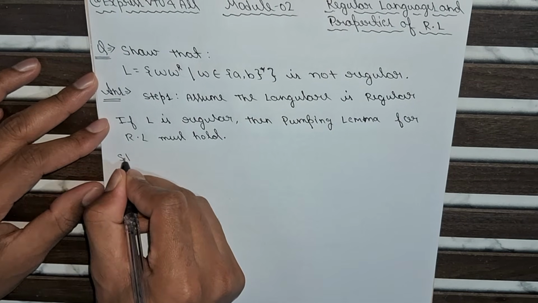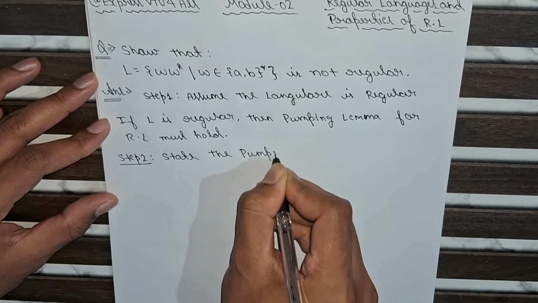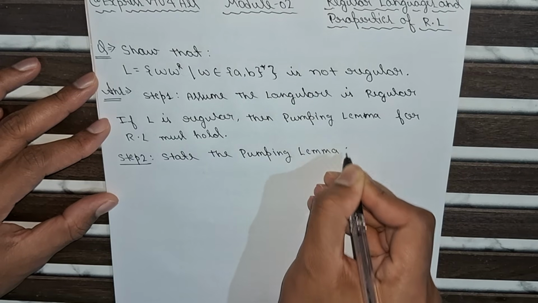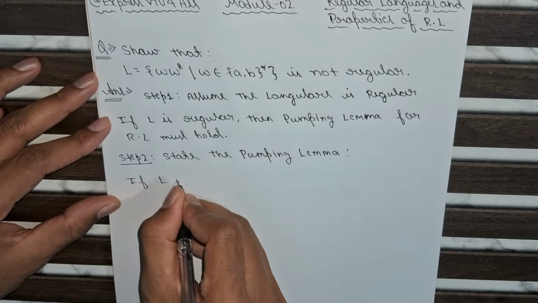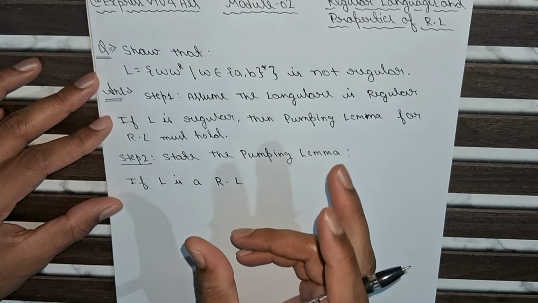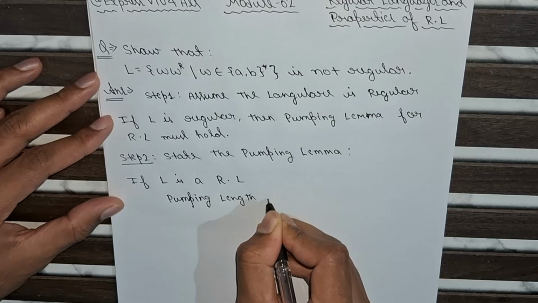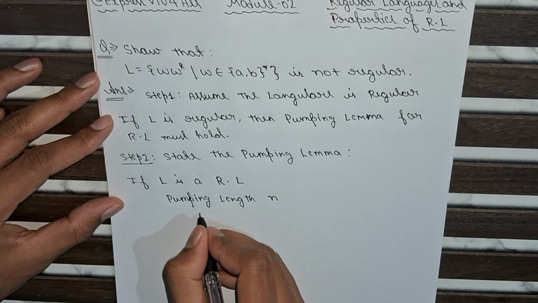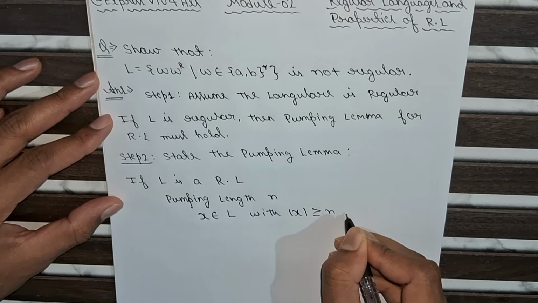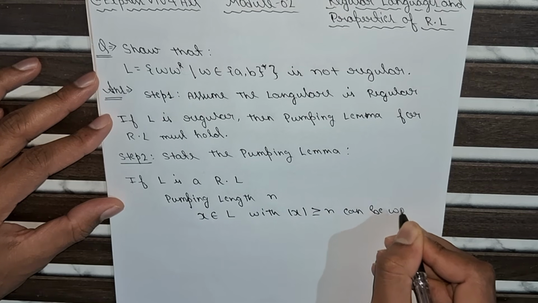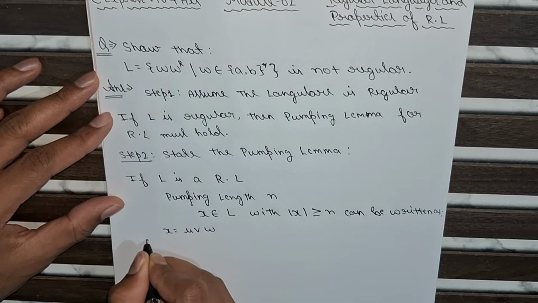Now step 2, state the pumping lemma. According to the pumping lemma, if L is a regular language, then there exists a pumping length n such that any string x which belongs to the language L with length of x greater than or equal to n can be written as x = uvw, satisfying three properties.